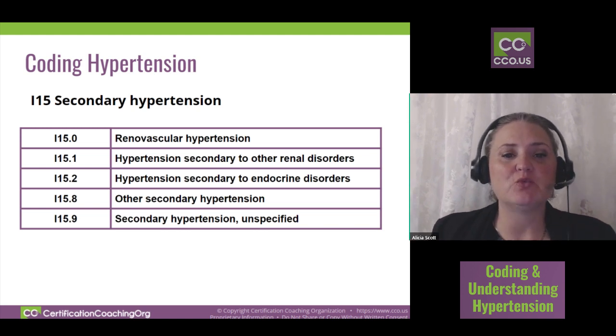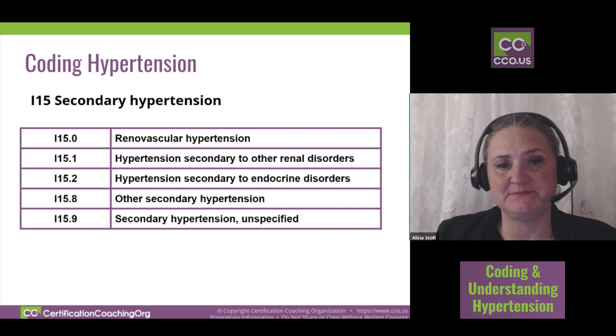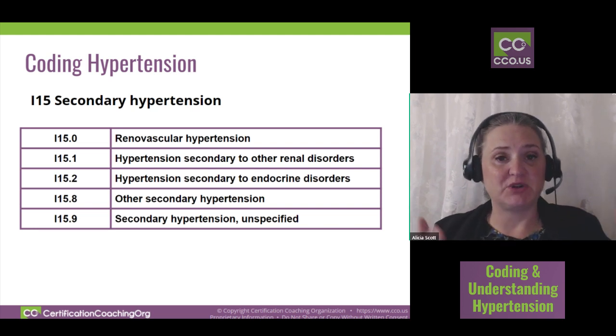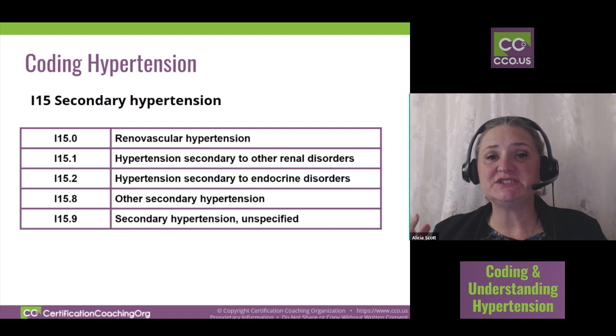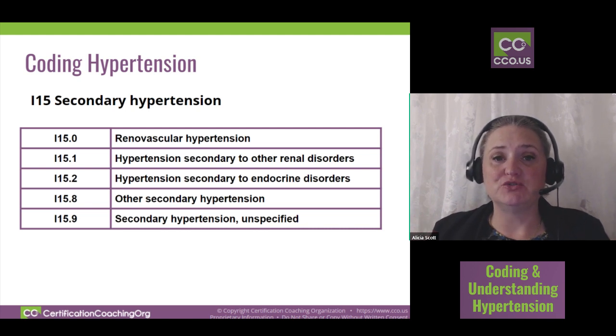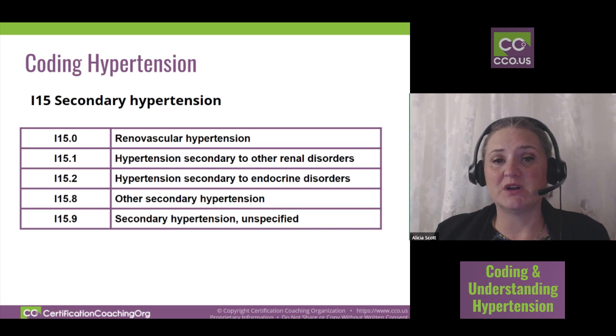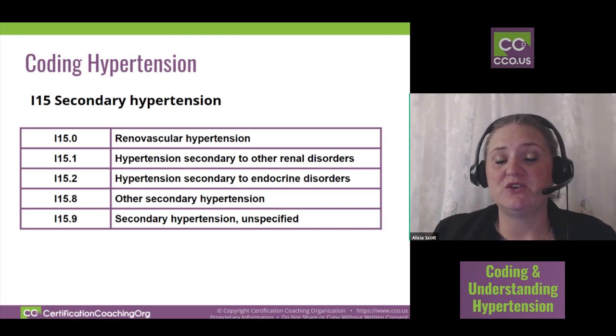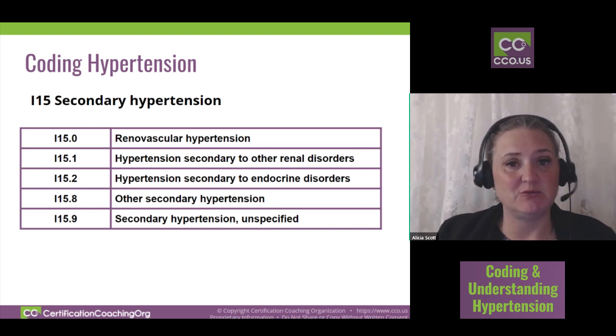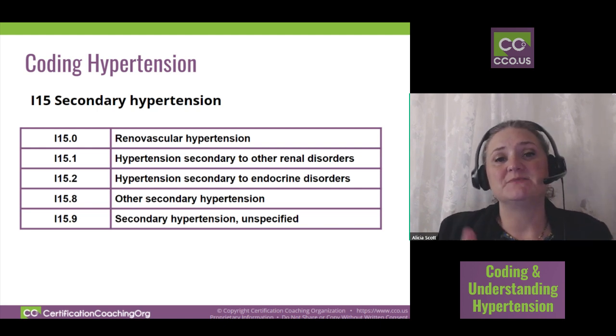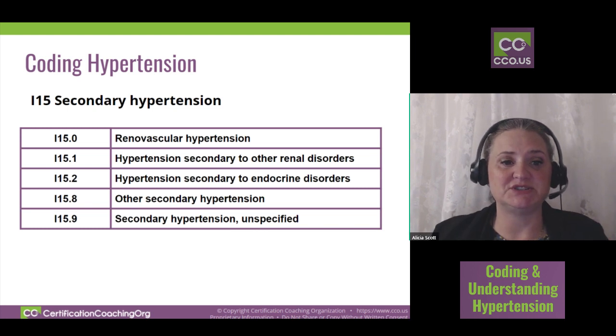I10.5, renal vascular hypertension. Let's break down the word. The vascular system that goes to the kidneys has a problem, and so therefore it causes hypertension. Renal vascular hypertension. And we've already established that the kidneys and hypertension have that relationship.